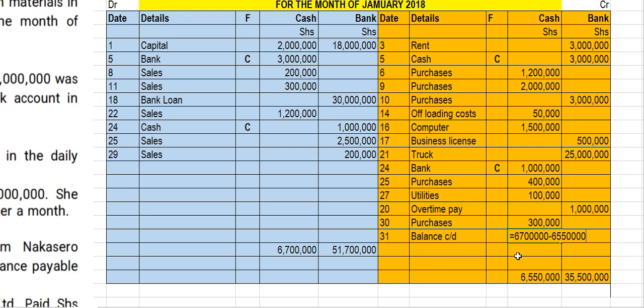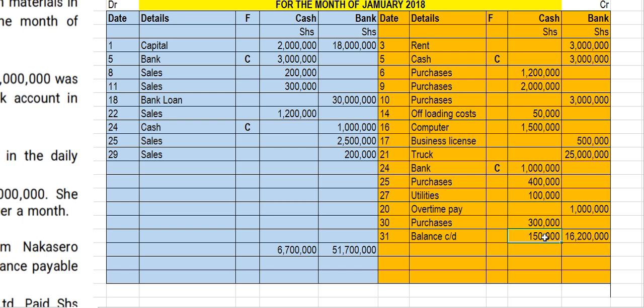Then when it comes to the bank column, I'll get my 51,700,000 minus 35.5, and that will give me 16.2. So it means that at the end of the month, the business has some cash at hand. That's 150,000. It also has 16 million, 0.2 on the bank account.